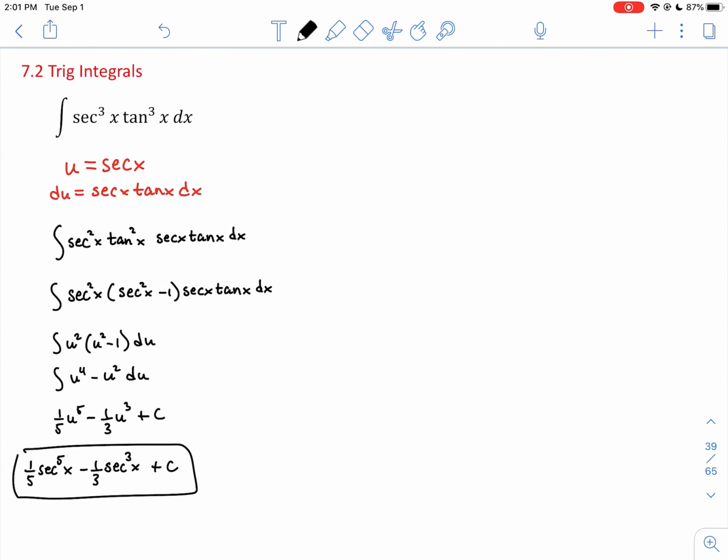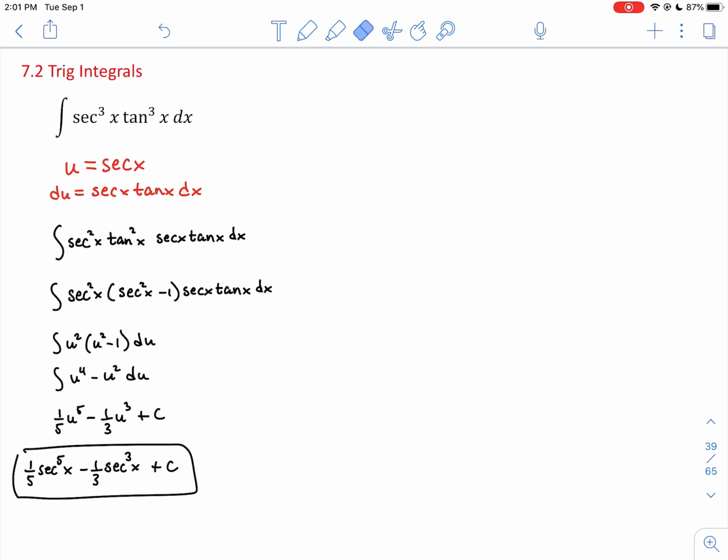Okay, what really made this one possible to do was the fact that the power on tangent was odd, so that when I saved a tangent off, I also needed to save a secant, but I was trying to construct this ahead of time, which means that working backwards, I need to have a secant x, tangent x make my du. I need everything else to be convertible to secants. And if the power on tangent initially is odd, like it is here, and you pull one tangent off to the side to help make the du, then the remaining tangents will be even, and that can be converted easily to secants using Pythagorean identity. Hence, this substitution will finish out the problem.